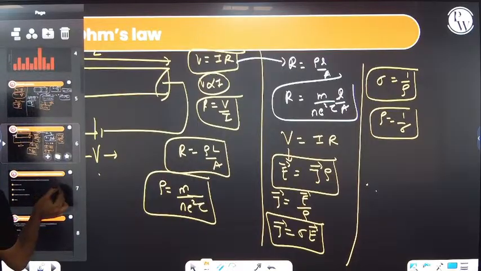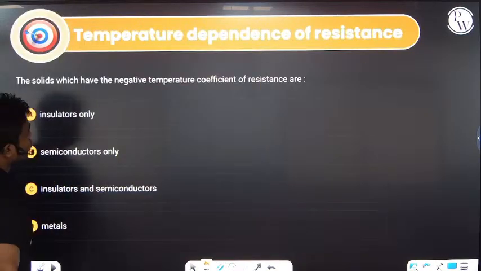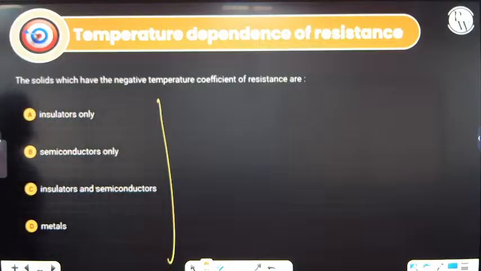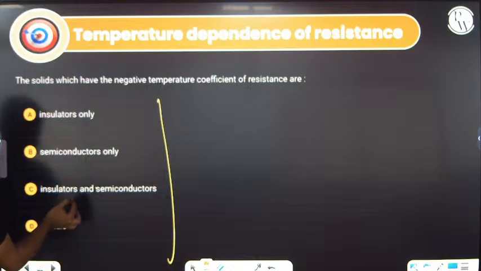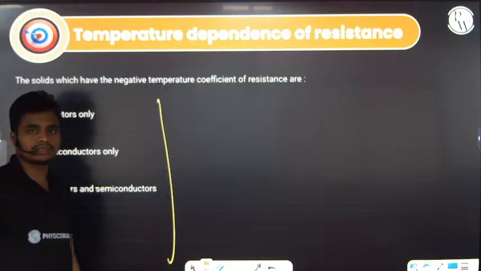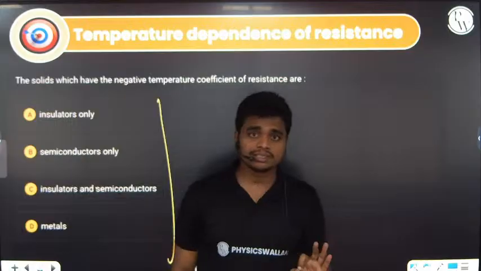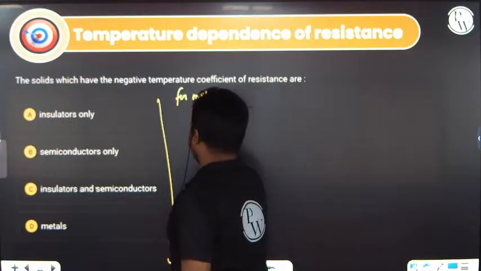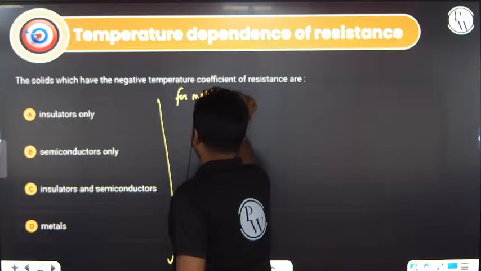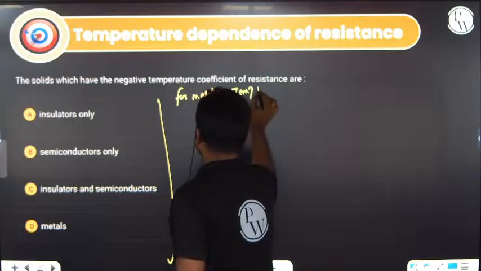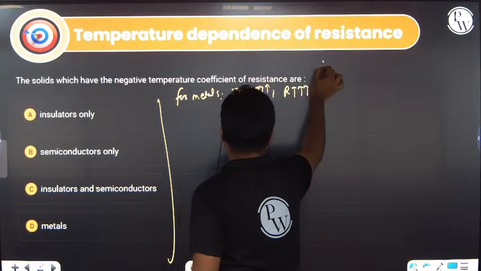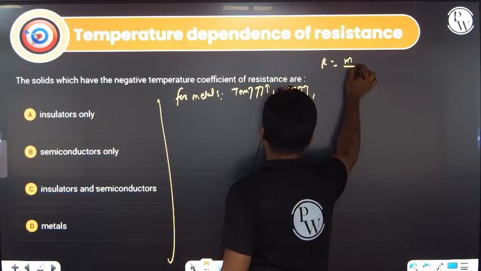So let's discuss the temperature dependence of resistance. There are insulators, there are metals, and there are semiconductors. On increasing the temperature, remember this, especially for metals, when temperature increases, resistance also increases. Resistance depends on R equals M.